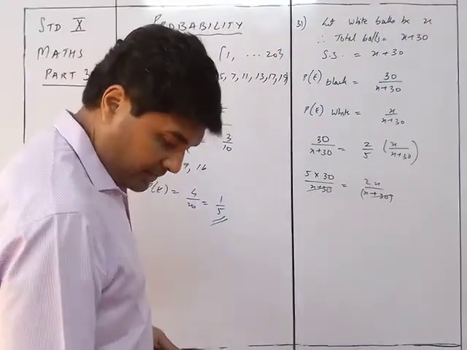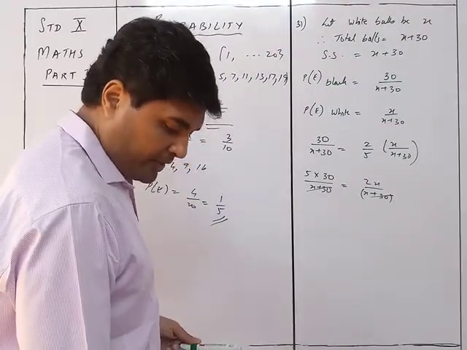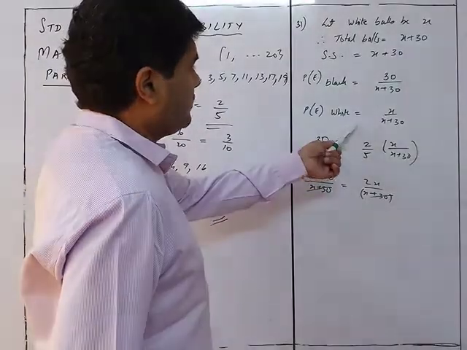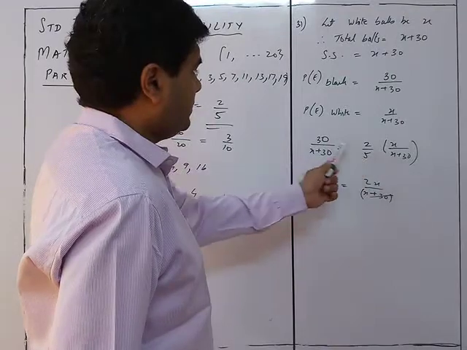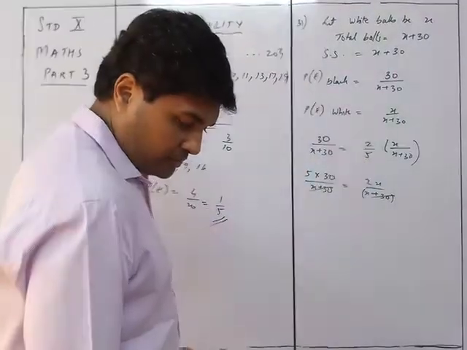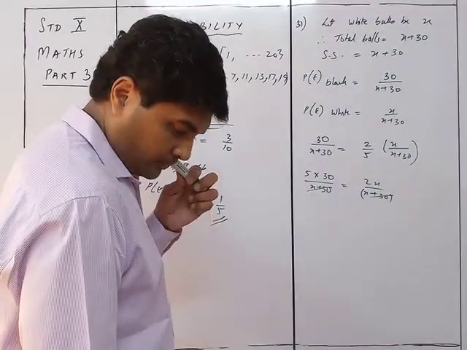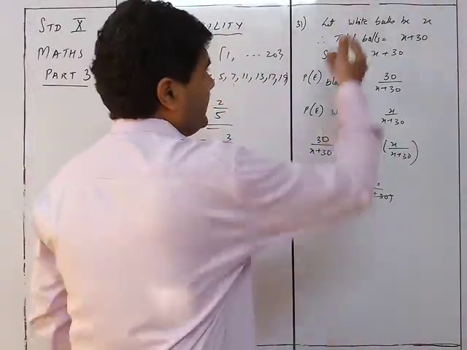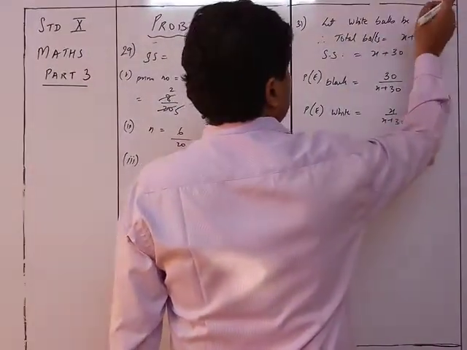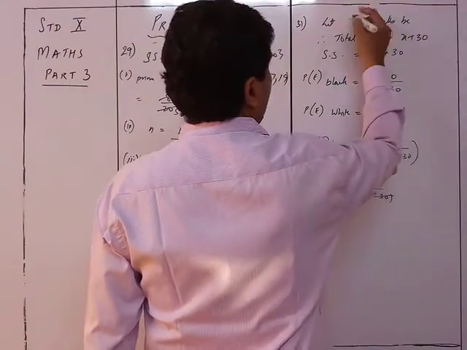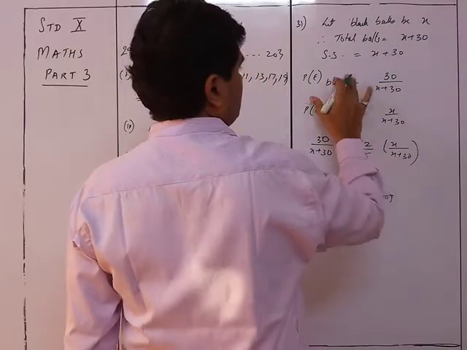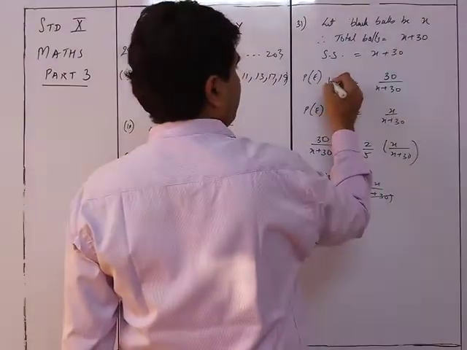One sec, I made a mistake. If the probability of drawing a black ball is 2/5 of the white ball, black ball is 2/5 the white ball. Or I had taken this the other way around. Black ball is equal to X. So I'll take it this way.